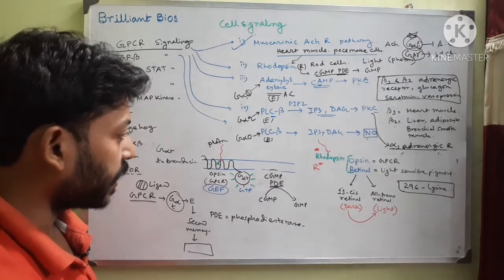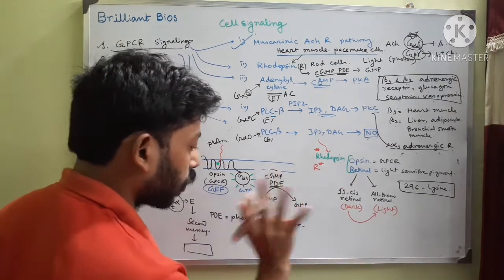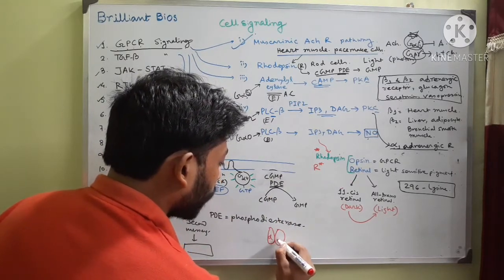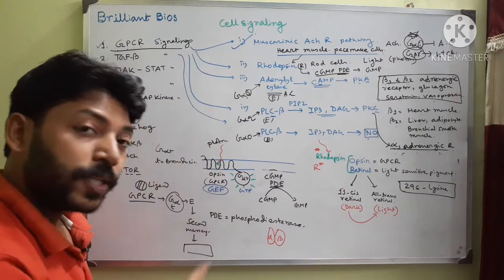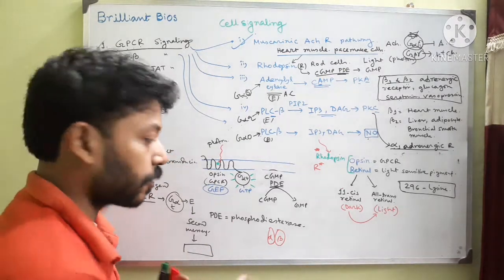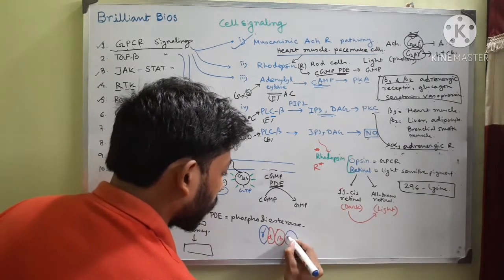The molecular mechanism is here. The cGMP PDE, meaning phosphodiesterase, actually has 4 subunits. One is called alpha and one is called beta. These are the active components, but they are associated with 2 inhibitors called gamma. This alpha is associated with 1 gamma, and beta is associated with 1 gamma.